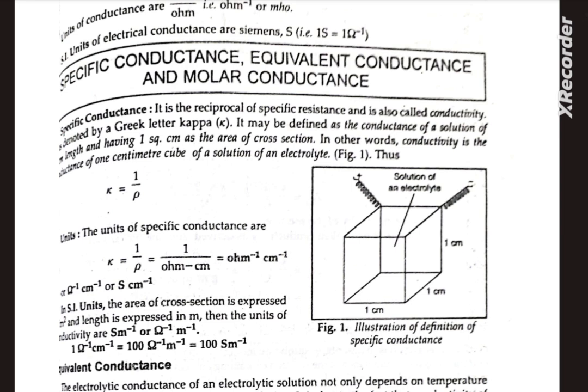Specific conductance, equivalent conductance and molar conductance. Specific conductance: it is the reciprocal of specific resistance and is also called conductivity. It is denoted by the Greek letter kappa, K. It may be defined as the conductance of a solution of unit length and having 1 square centimeter as the area of cross section. In other words, conductivity is the conductance of 1 centimeter cube of a solution of any electrolyte. Kappa is equal to 1 divided by rho.